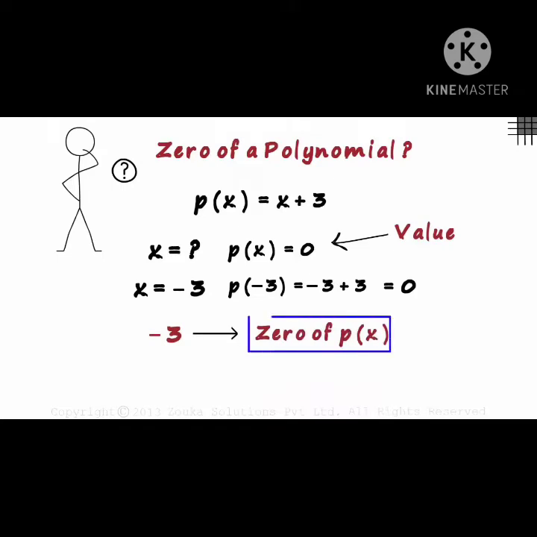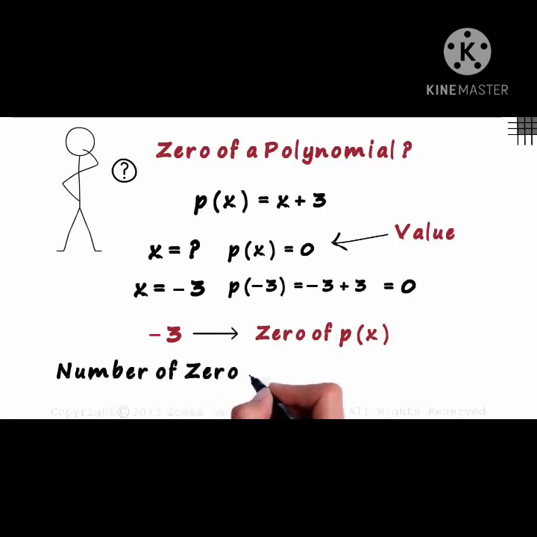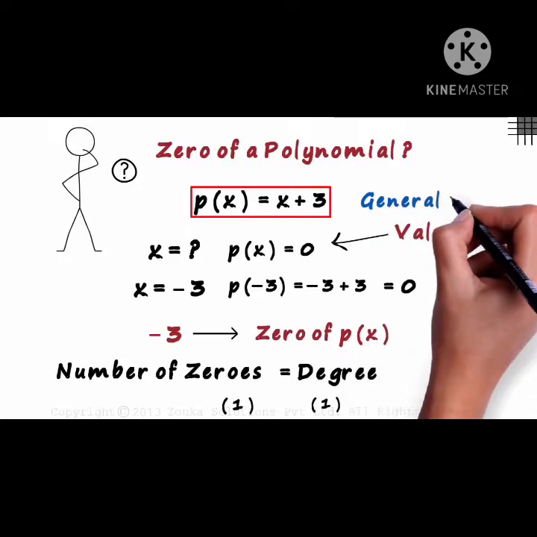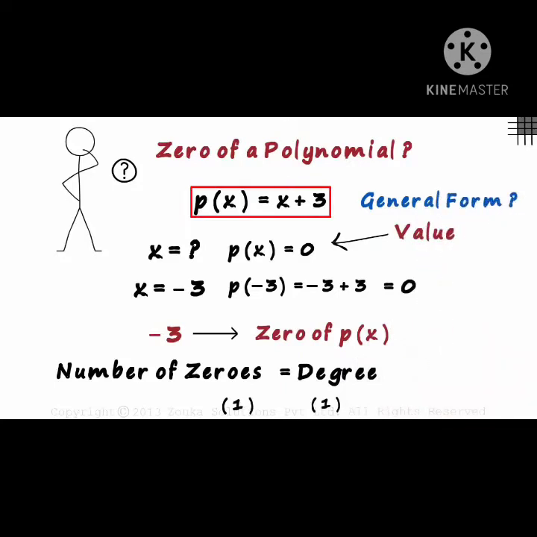Remember, zero of the polynomial is a number which, when substituted in place of x, makes the value of the polynomial 0. Generally, the number of zeros of a polynomial equals the degree of the polynomial. In this particular case, the degree of the polynomial is 1, which is why we have one zero, which is minus 3. What is the general form of these kinds of polynomials with degree 1? We will see that next.